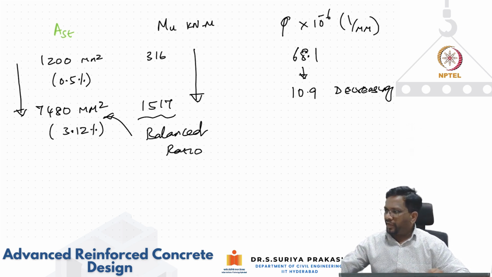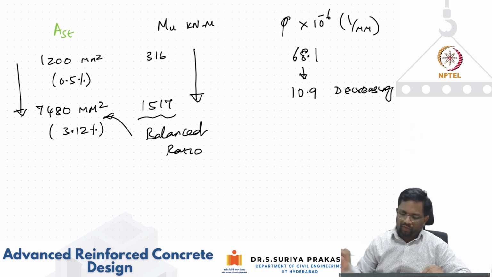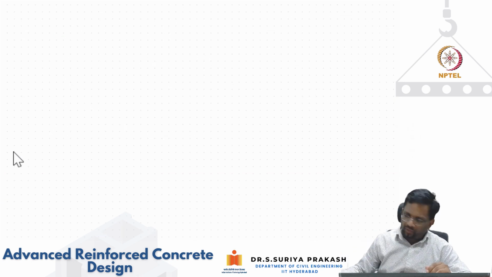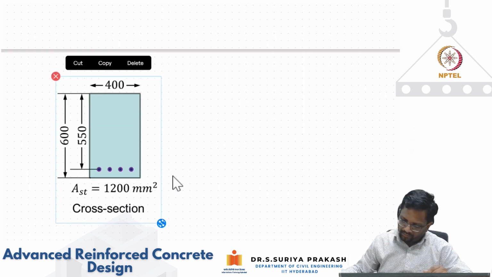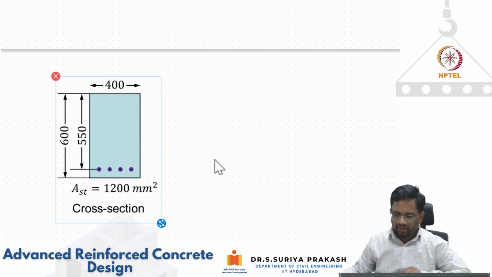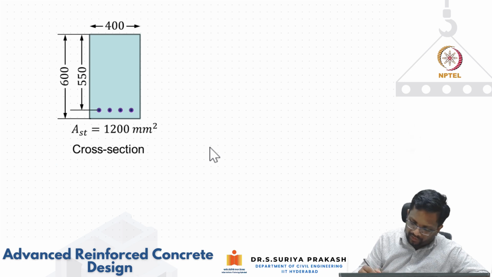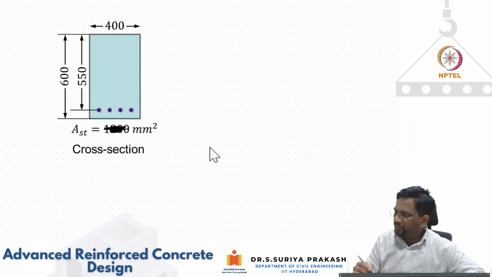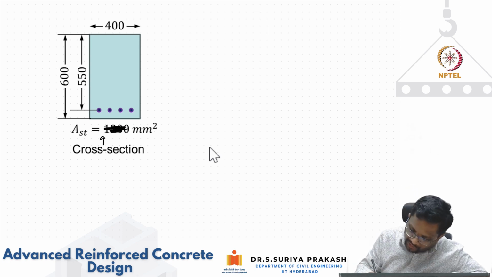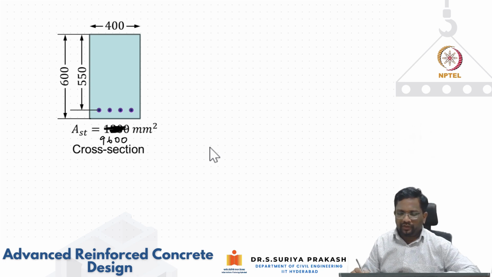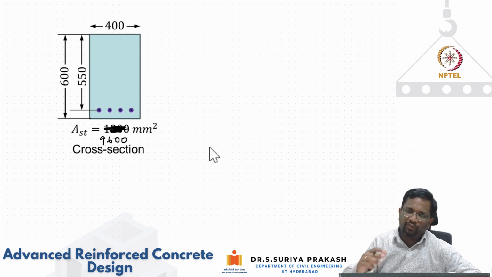So if you do the same calculation, let's say we do it for one more condition. Let me copy this. Okay, so let's do the calculation for this. Now, the only thing is I am increasing this to 9600 mm square. First case was 1200, next case was 7480. Now I'm putting steel more than the balanced reinforcement ratio. Let us see now what happens.